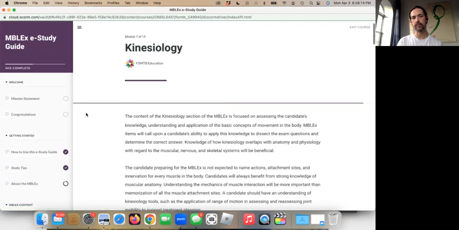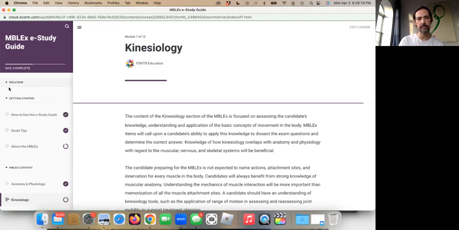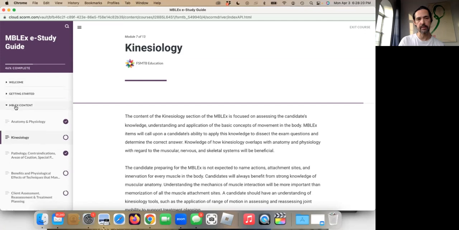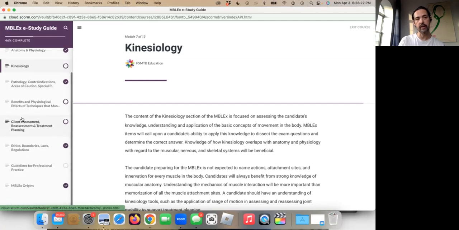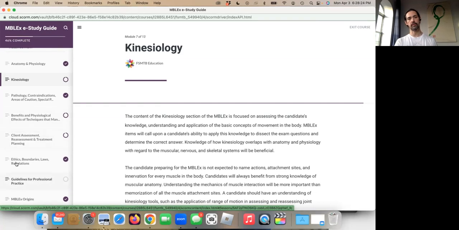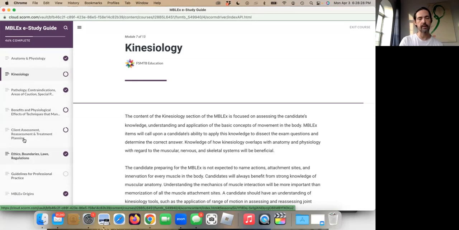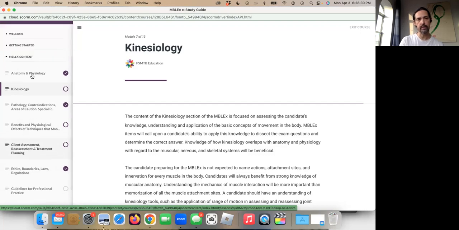And I'll give you a few examples of why. But when you open up the study guide, you see the welcome section, you can skip that, the getting started section, you can skip that, and then the MBLEx content section. And this shows you the 7 sections for the MBLEx. Okay, so it's anatomy and physiology, kinesiology, patho. They bundle contraindications, areas of caution, special populations in that.